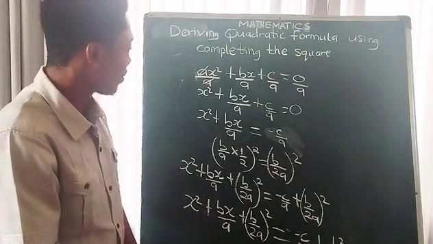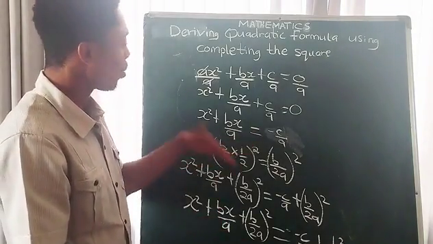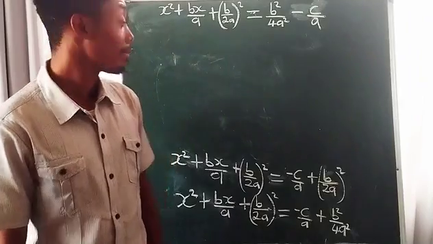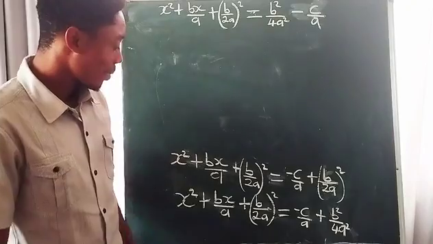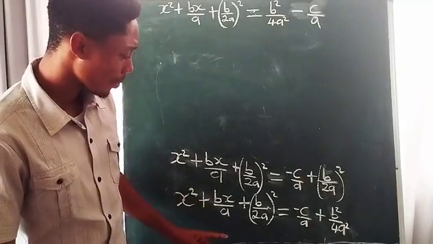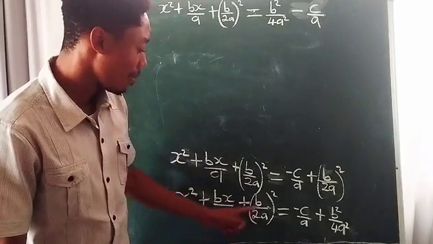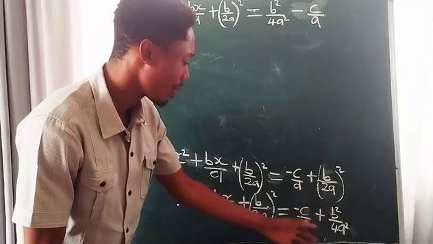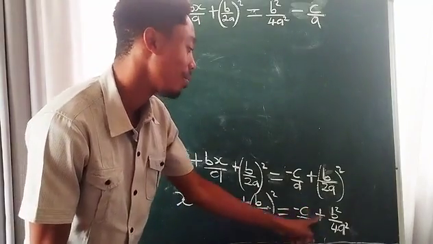So at this point, to continue this, I may go over cleaning. All right, so if you look here, you can see that when you add b all over 2a all squared to both sides, this is what it's going to become. So this is minus c all over a plus b squared all over 4a squared.